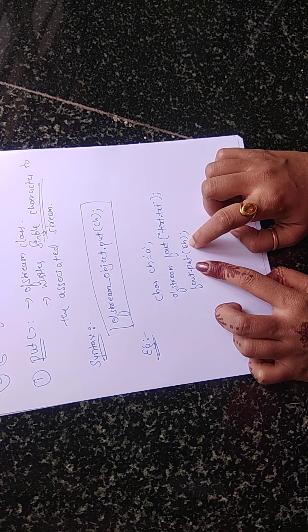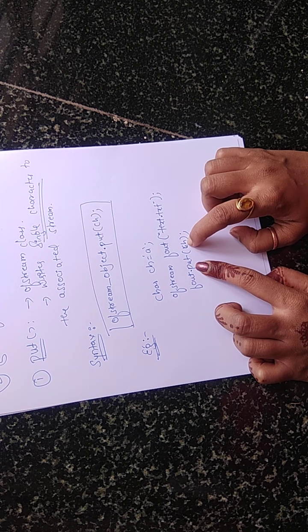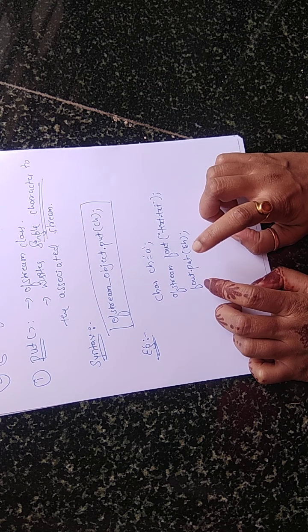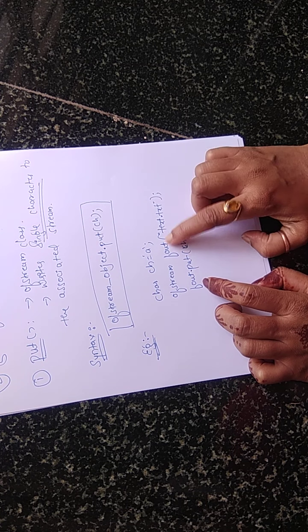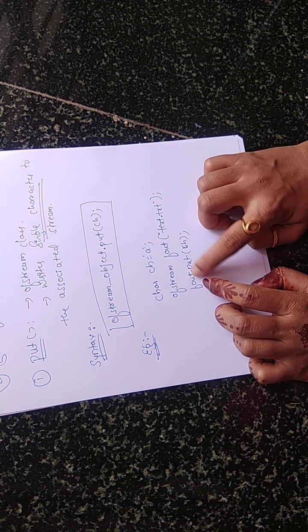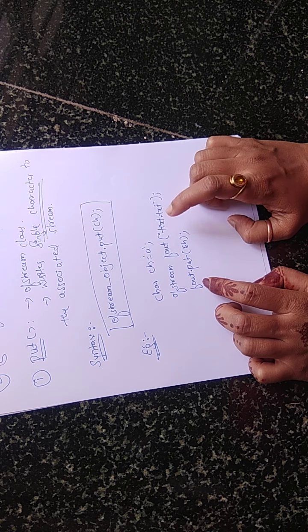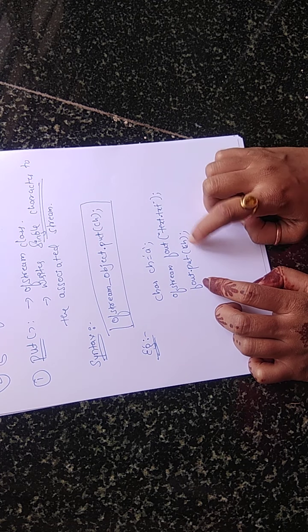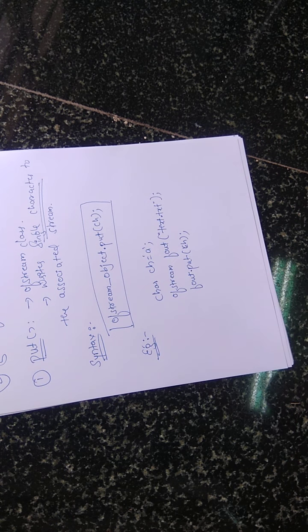What is that single character? ch. So ch we are putting into fout, relating to which file? The text file. Indirectly fout is relating to text.txt. So what is there in ch? A. So A is directly stored in your text file.